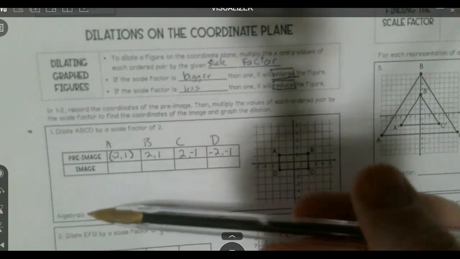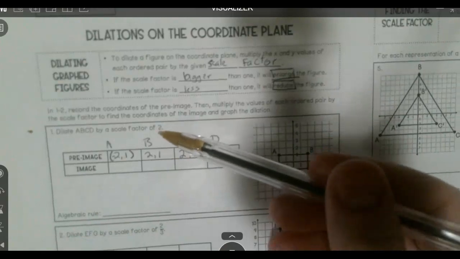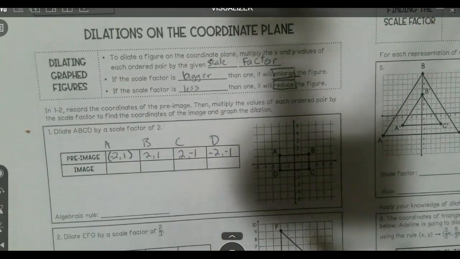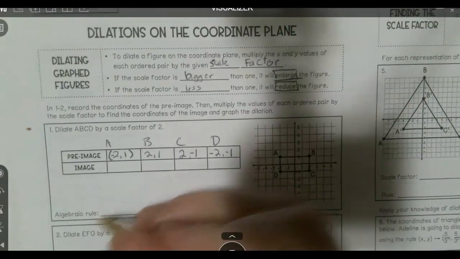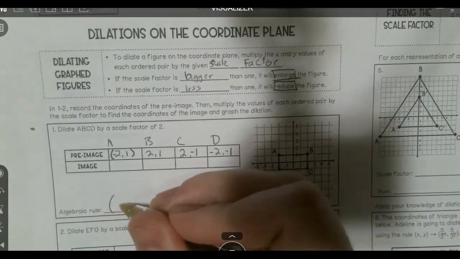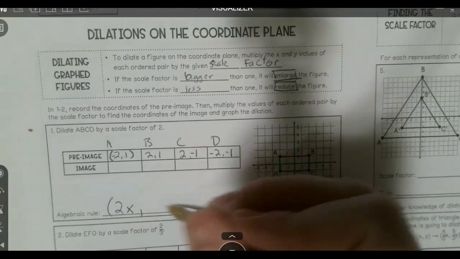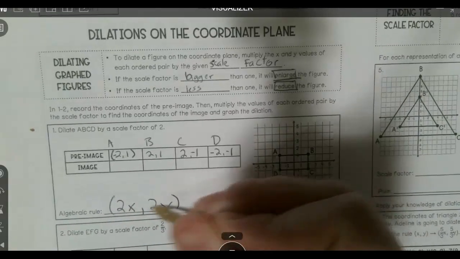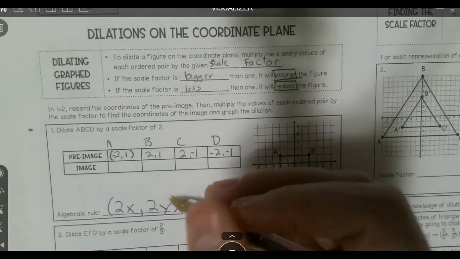Now, in order to do a dilation with a scale factor of 2, I'm going to take every single one of these numbers and multiply it by 2. That means that whatever x is, I'm going to multiply it by 2, and whatever y is, I'm going to multiply it by 2. So that's our algebraic rule written out right there. Multiply by 2. Okay, let's do it.